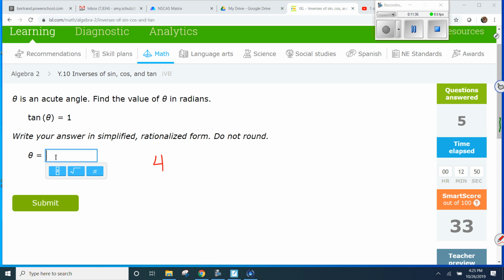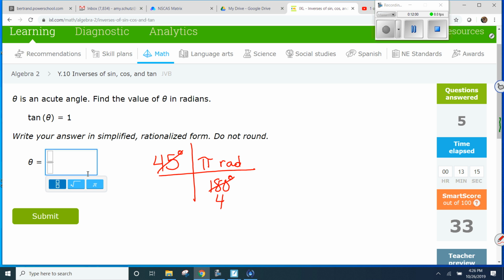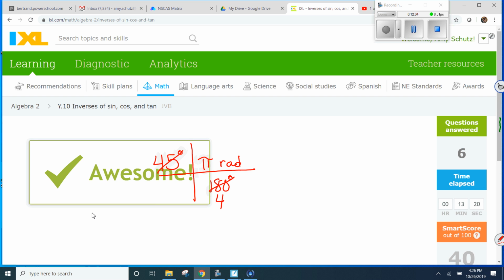So it's at 45 degrees. There's 4 of them in 180 degrees. That's going to tell you what your denominator is. But if not, do that unit multiplier. Pi radians is the same thing as 180 degrees, and 45 goes into 180 4 times. So now I'm going to type it in correctly, and I should have noticed that on the last one. So we have pi over 4.